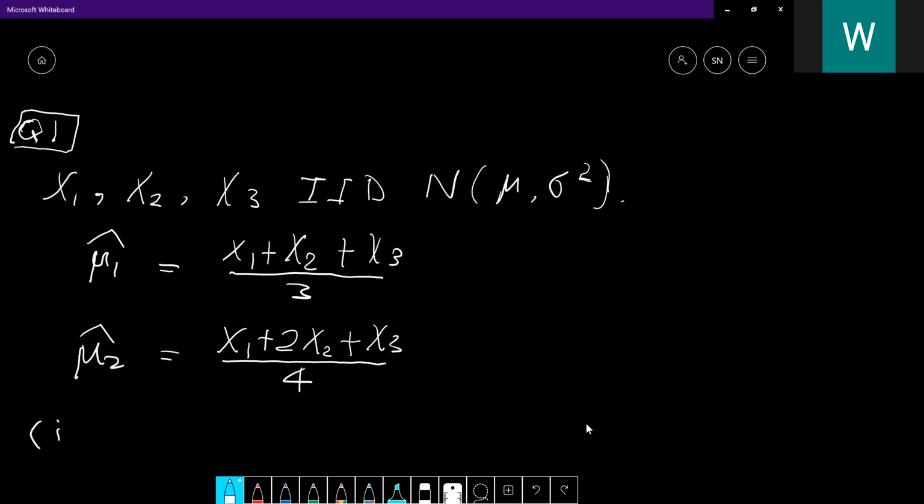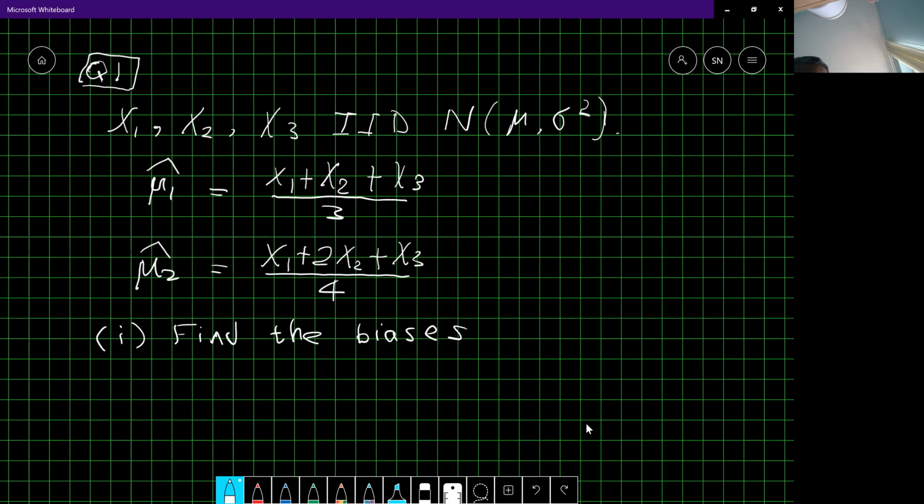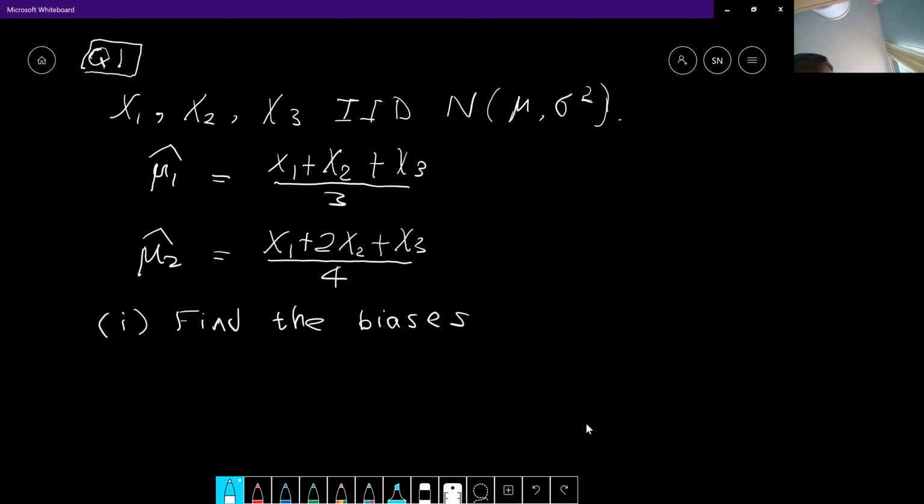And the first part is to find the bias of the two estimators, or biases rather. So find the biases of the two estimators, right? So that's what I'm going to do first. Let me start with the first estimator, which is mu1 hat.